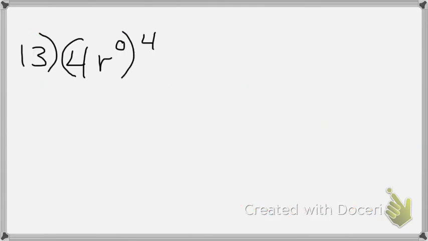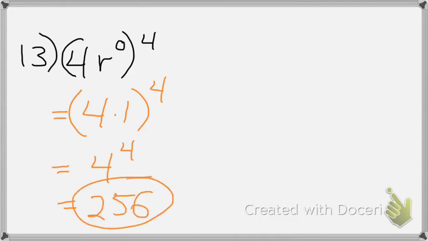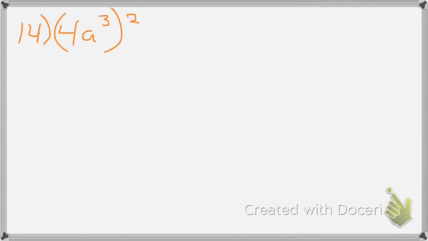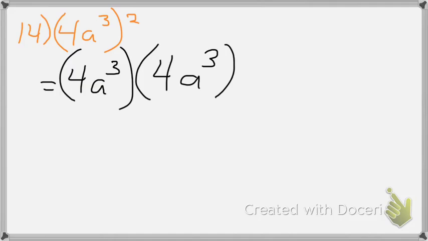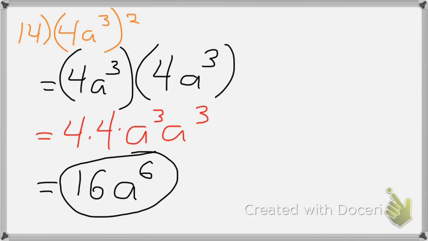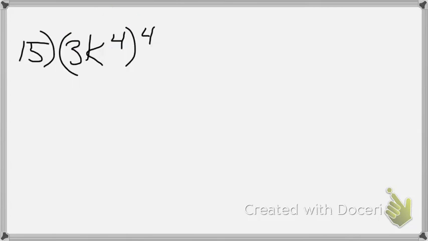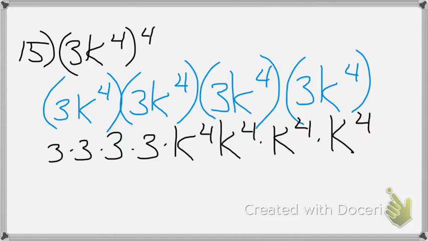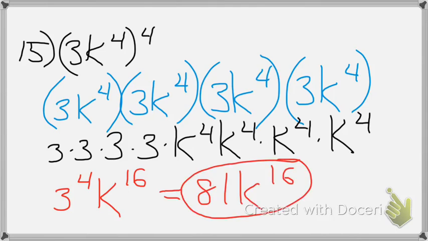This one I'm going to do in a slightly different order because r to the 0 can be simplified as just 1. So I get 4 times 1 to the 4th, giving me 4 to the 4th, which on a calculator gives me 256. Expand this out. Group the 4's together and the a's together. 3 factors of a with 3 more gives me 6. Expand. Group 3's, group the k's. I'm left with this. Multiply out the number part because it says simplify, and I get 81 k to the 16th.